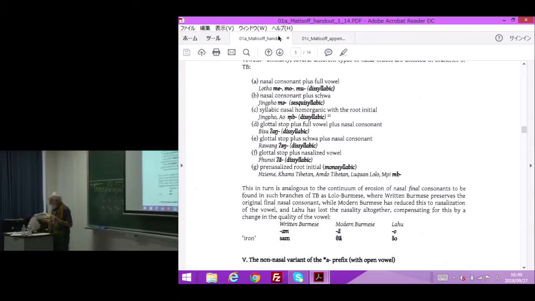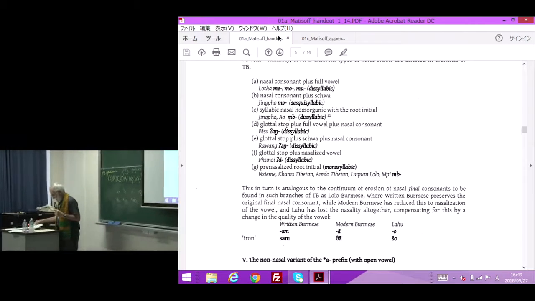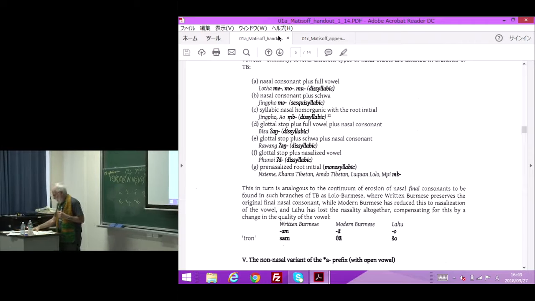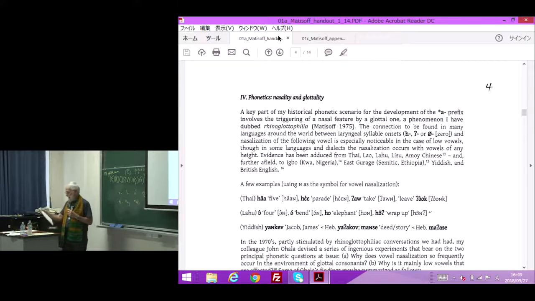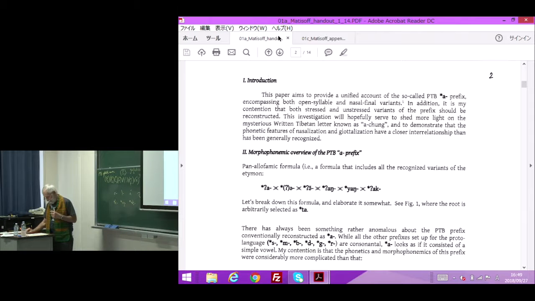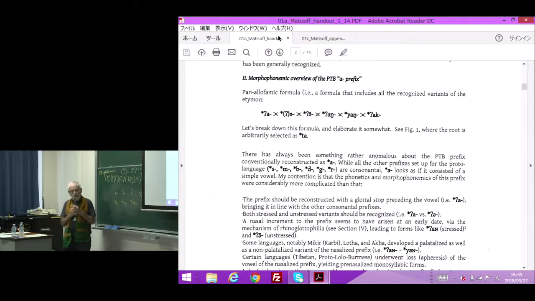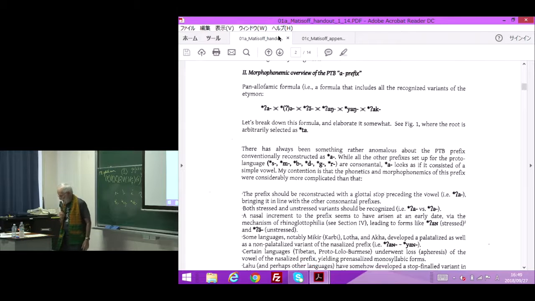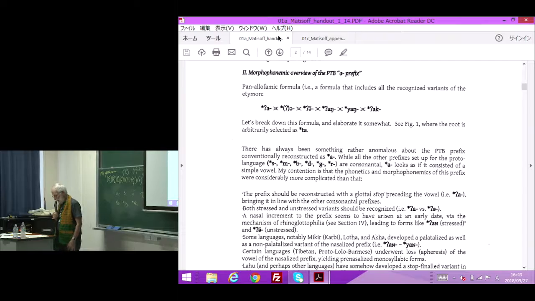So now let's go back to page 2 of this handout, which says Semantics of the A prefix. So the stressed version of the prefix A occurs widely in kinship terms. Wolfenden, the great pioneer in Tibeto-Burman morphology, in his 1929 book, Outlines of Tibeto-Burman Linguistic Morphology, noted that it occurs widely in kinship terms.